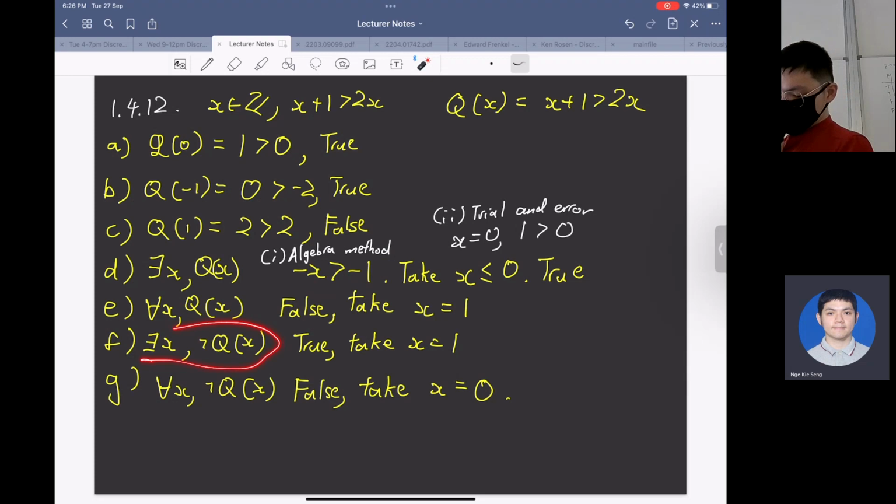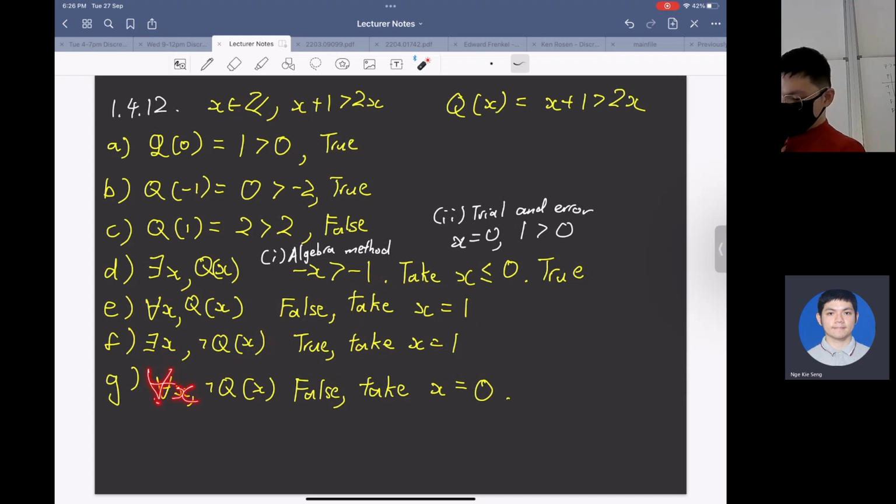And then the next one, there exists an x not qx. This is true. Why? I have to convince you. So I take x equal to 1. Similar, 2 greater than 2, false. This is similar to which question? The reason is the same, but depends on what you say is true or false.